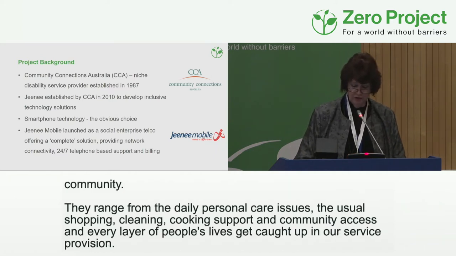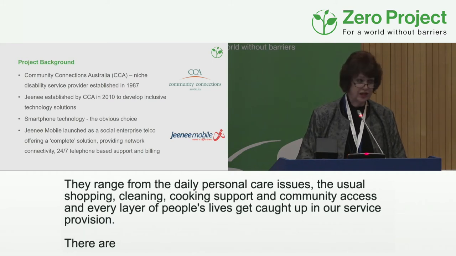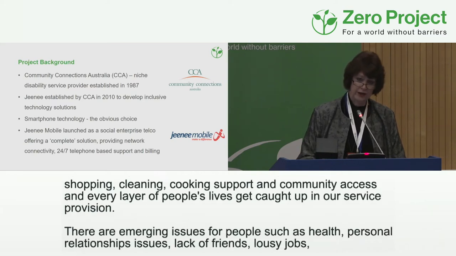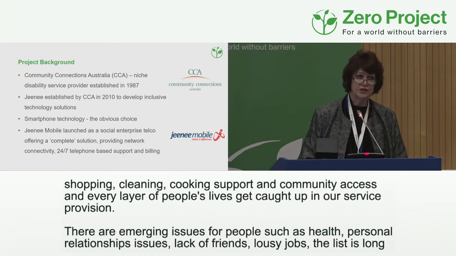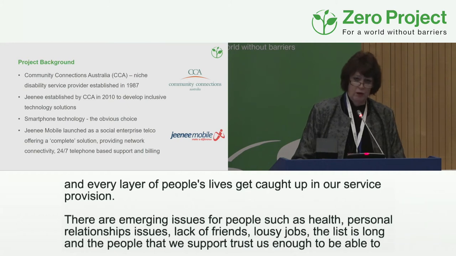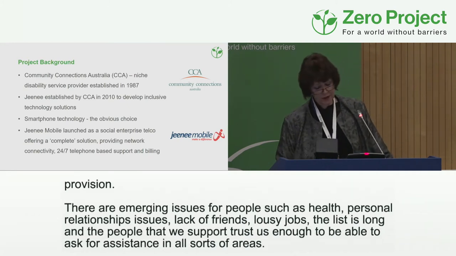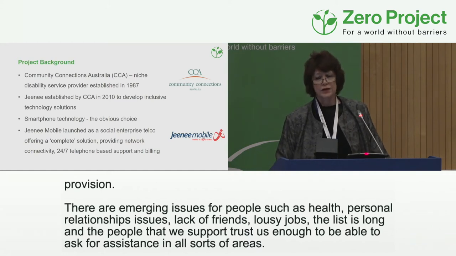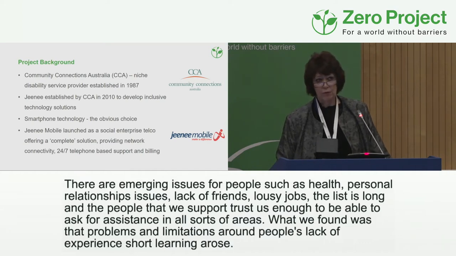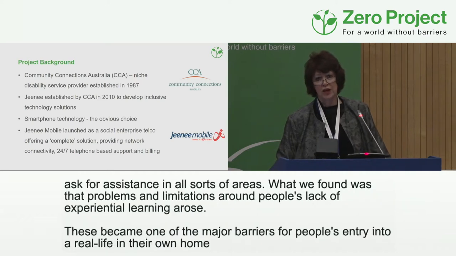There are emerging issues for people, such as health, personal relationship issues, lack of friends, lousy jobs, the list is long, and the people that we support trust us enough to ask for assistance in all sorts of areas. What we found though was that problems and limitations around people's lack of experiential learning arose. And these became one of the major barriers for people's entry into a real life in their own home and as equal players in community activities.